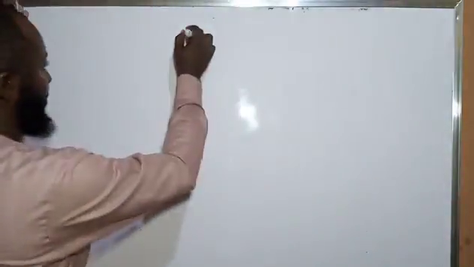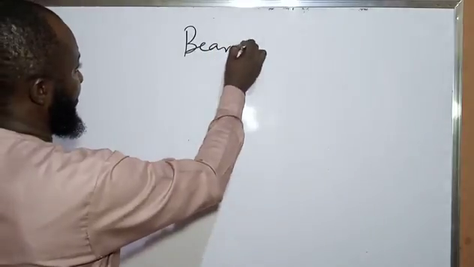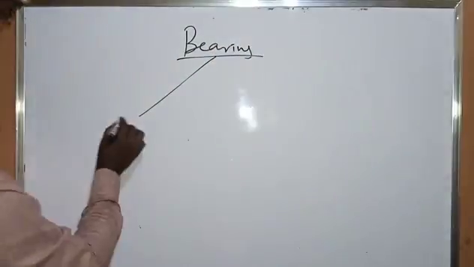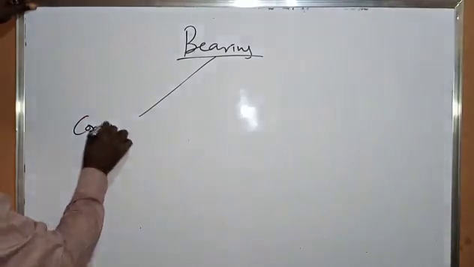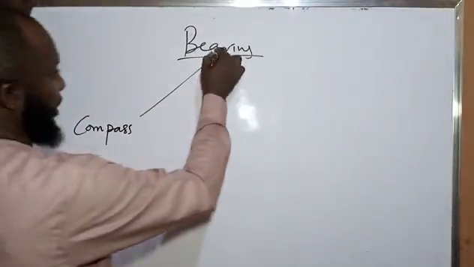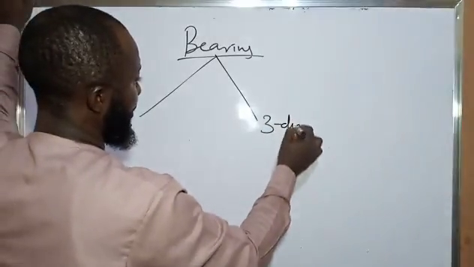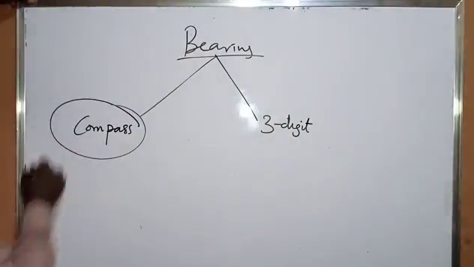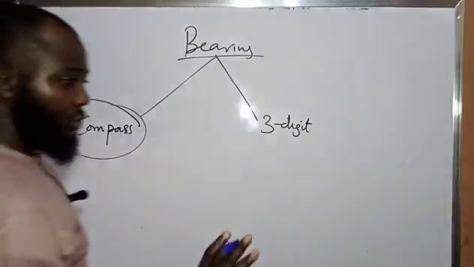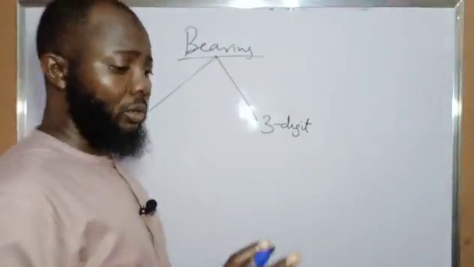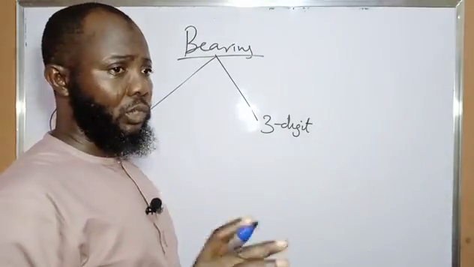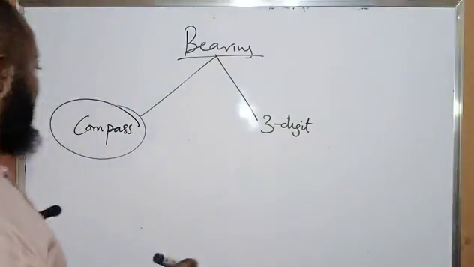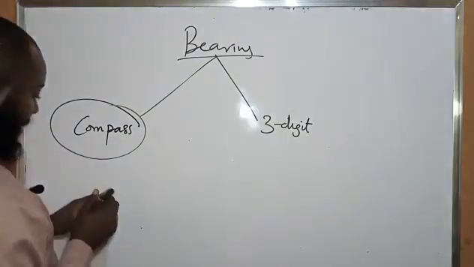Now, having known that, bearing has two types. We have compass bearing, and we have 3-digit bearing. I will explain both. When it comes to compass bearing, there are four major compass directions, which we call the 4 cardinal points. I'll use this to explain it.